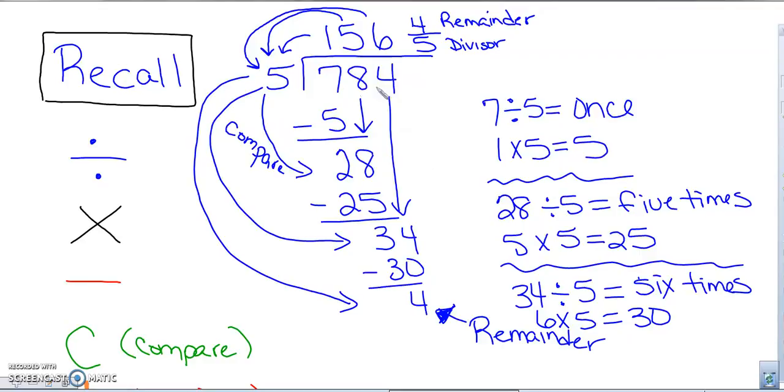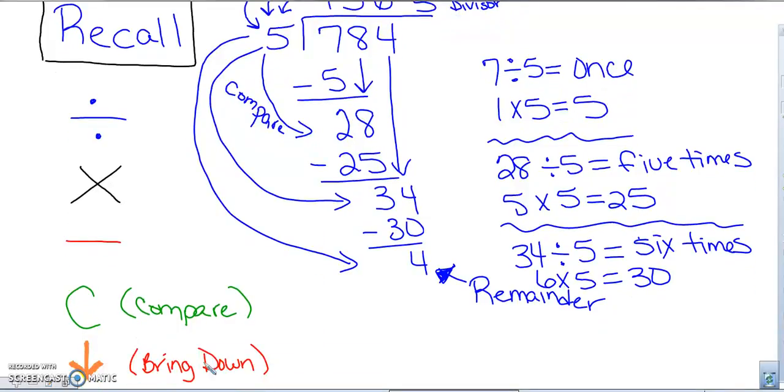So let's say we had 784 divided by 5. You would take the 7 and divide it by 5. We get a result of 1. You then take that 1, multiply it by the 5, and write it here. You then subtract. Notice I'm following these steps here. We get 2. We then compare. The 5, the divisor, should be greater than what we ended up with here of 2, and it is.